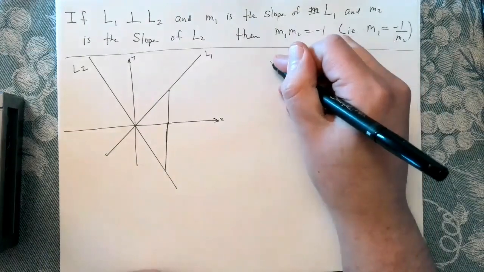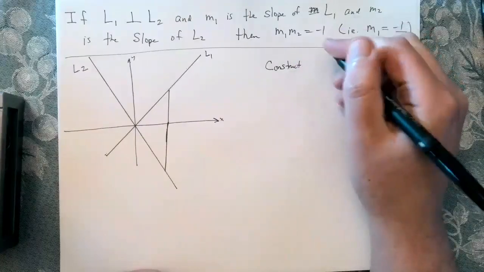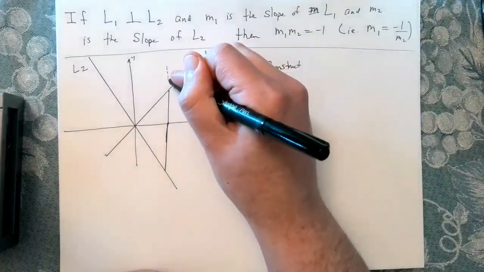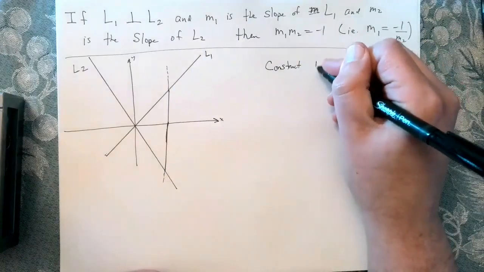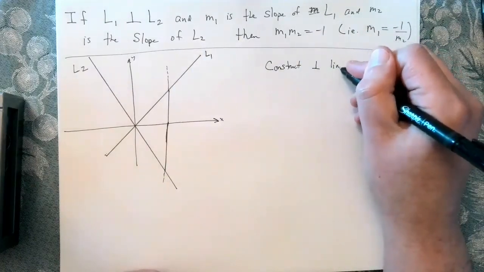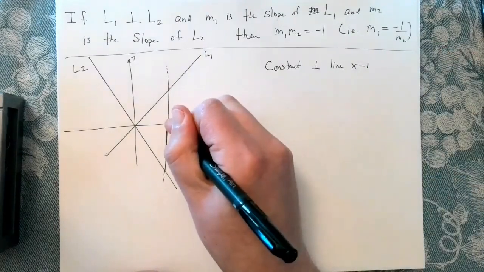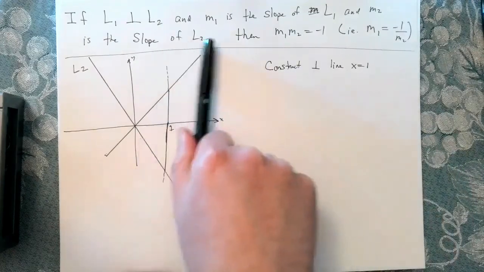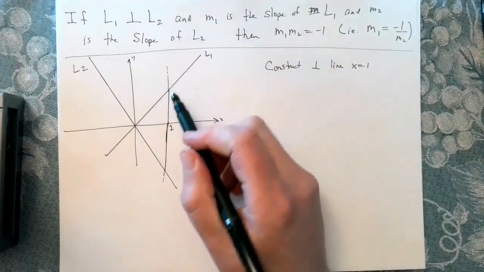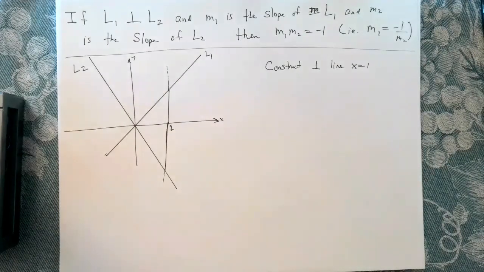So we're going to say construct. If you want to extend it, it's fine, but we only need this portion of it that makes the triangle. So we're going to say construct perpendicular line, x equals 1. Again, if you don't choose 1, just shift whatever you choose to 1 just for the sake of making the calculation easier. It doesn't matter ultimately which perpendicular line I choose, so why not choose a convenient one?